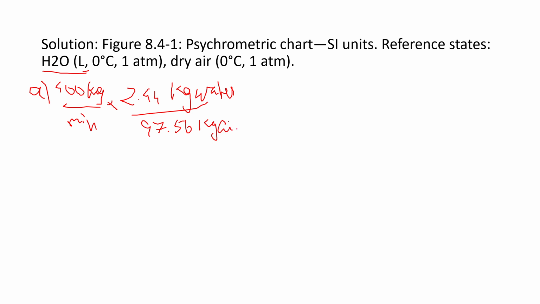So this value will give us the humidity, and when you multiply this with the air that is entering, we will get the rate at which water evaporates. So the answer will be 10 kg water that will evaporate per minute. So let's write it here, 10 kg.